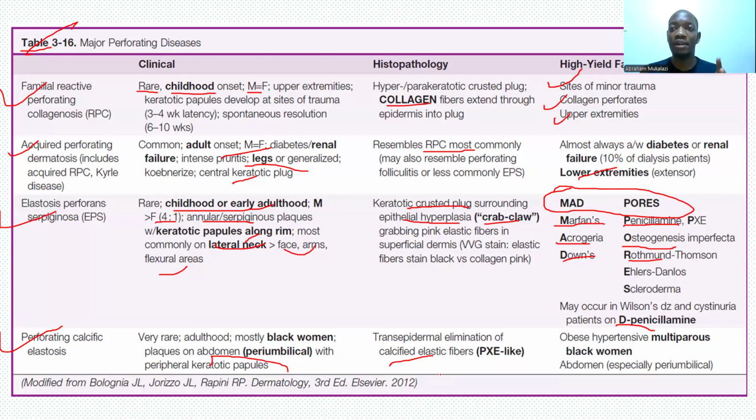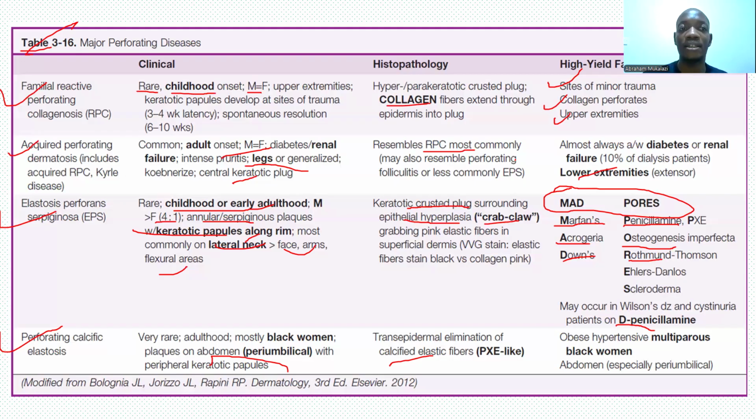So in summary, if you're looking at these perforating disorders, you can choose to understand them in this way. The first understanding can be: are they acquired or are they familial or inherited? When you look at the ones that are inherited, usually we just have one, the familial reactive perforating collagenosis. And remember, in this case, the onset is early in childhood, and it will be common on the upper extremities. Then you can also look at them if they're acquired.